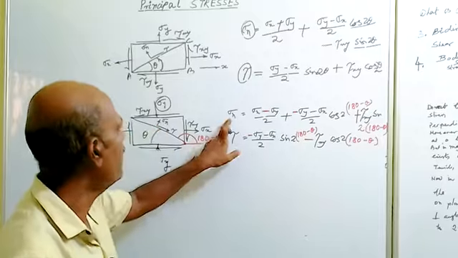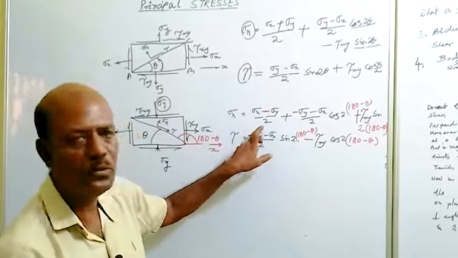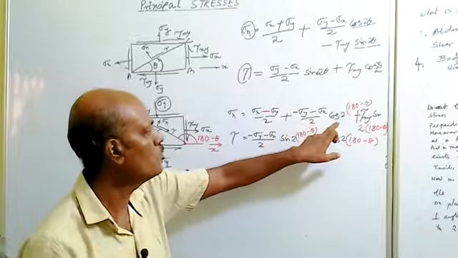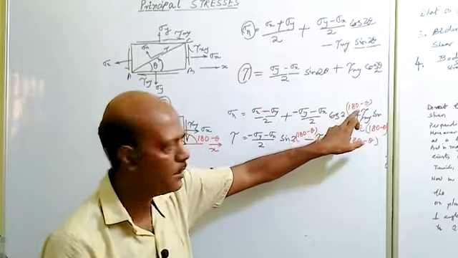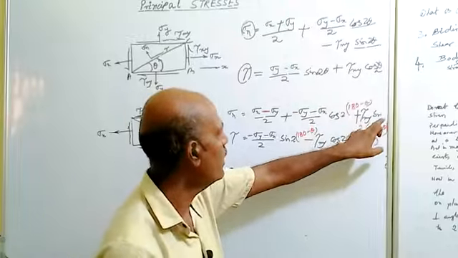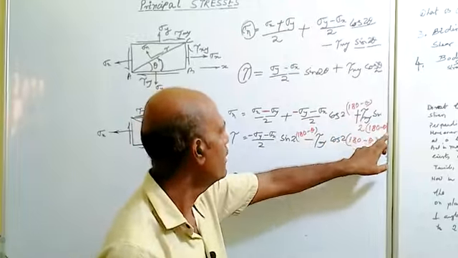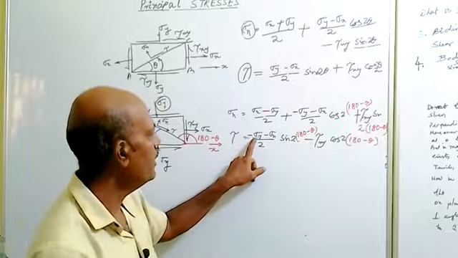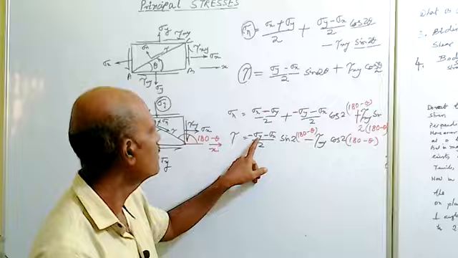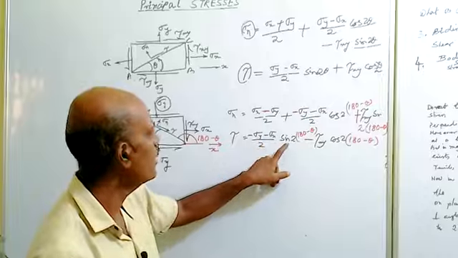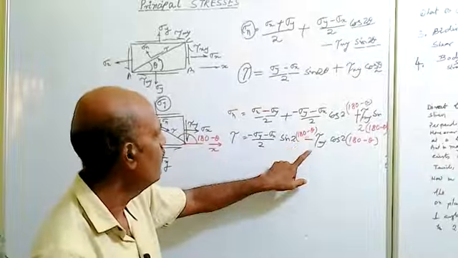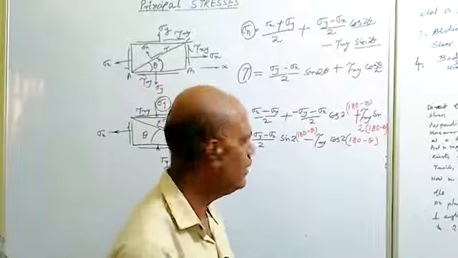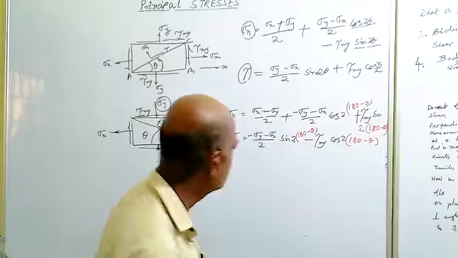Sigma n value is given by sigma x minus sigma y by 2 plus minus sigma y minus sigma x by 2 cos 2 of 180 minus theta and tau xy sin 2 into 180 minus theta. That is the sigma n value. And tau value is minus sigma x minus sigma y minus sigma x by 2 sin 2 into 180 minus theta minus tau xy cos 2 into 180 minus theta.